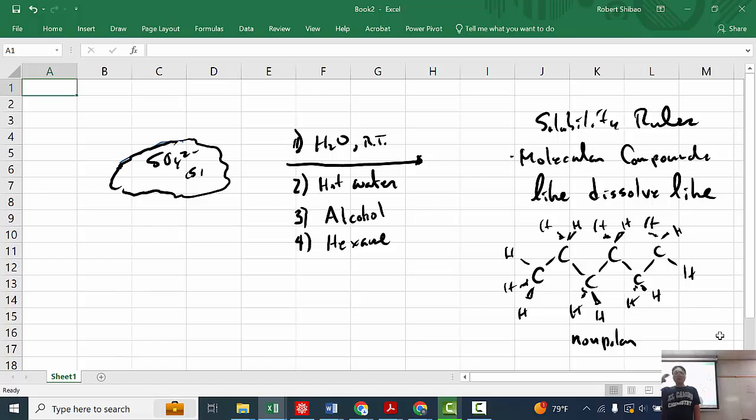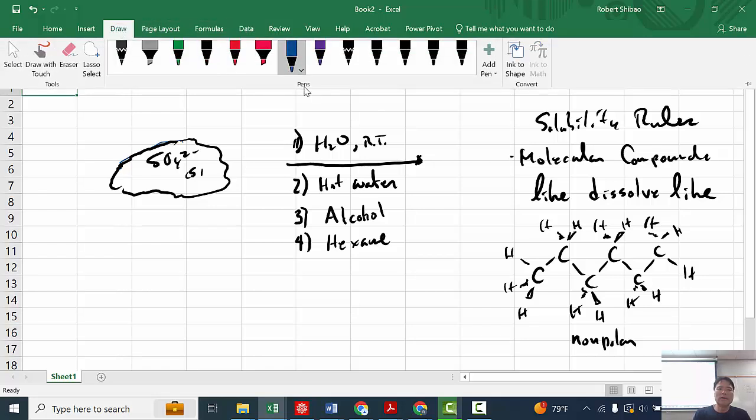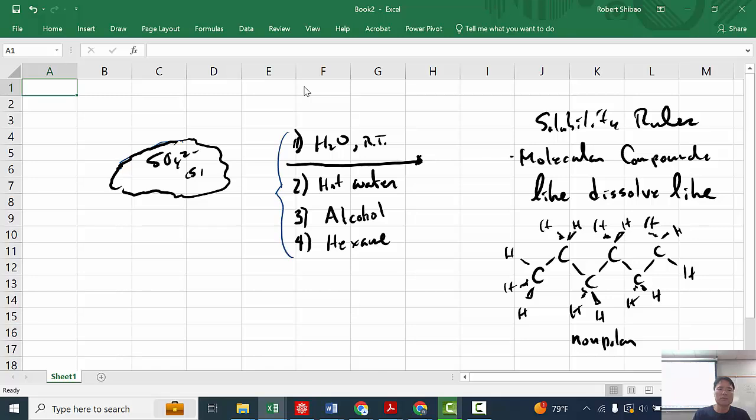So if I'm trying to dissolve a candle, a candle's not going to dissolve in water. Will a candle dissolve in hot water? Hot water might melt a little bit, but it really doesn't dissolve. Does a candle dissolve in alcohol? Maybe a tiny bit. But would the candle dissolve in hexane? Yes, the candle should dissolve in hexane. And if it dissolves in hexane, then you should be able to evaporate the candle and get the hexane back. And so these are what we call physical dissolution processes.